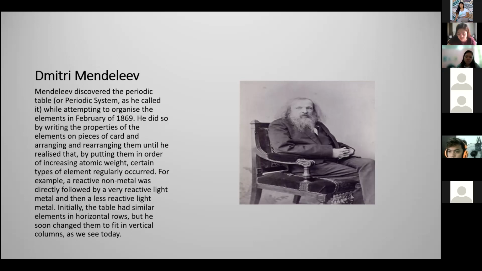For example, a reactive nonmetal was directly followed by a very reactive light metal and then a less reactive light metal. Initially, the table had similar elements in horizontal rows, but he soon changed them to fit in vertical columns as we see today, just like this arrangement.